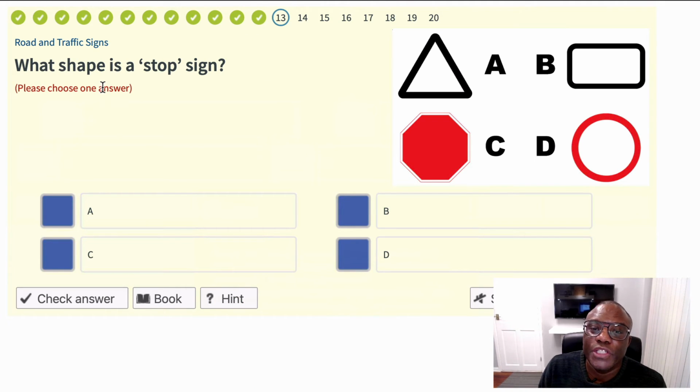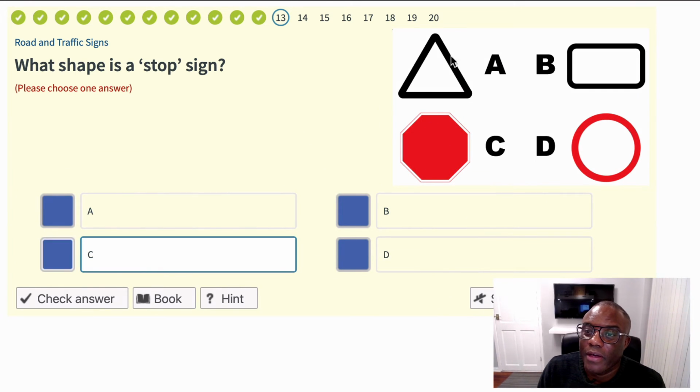Thirteen. What shape is a stop sign? A stop sign is an octagon. It's the only shape in the Highway Code like it, and that means stop. The reason why it's the only shape like it in the Highway Code for stop signs is because when it's covered in ice and snow, the shape is still there, so you know with no doubt it's a stop sign. So I'll go straight away, it's C.